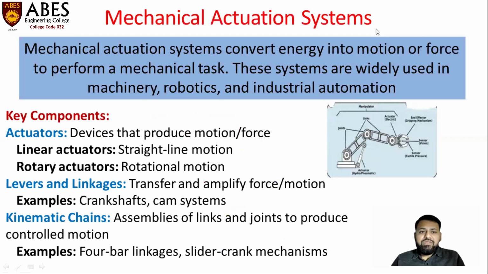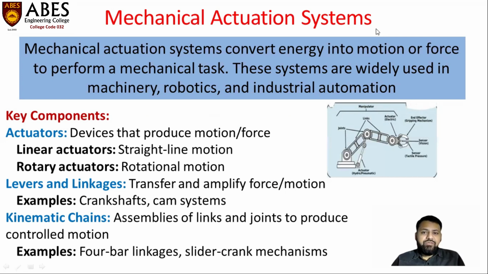So if we first talk about what mechanical actuation systems are, we can define that mechanical actuation systems are systems which convert energy into motion or force to perform a particular mechanical task. These systems are widely used in machinery, robotics, and industrial automation. It is nothing but a system that can convert any kind of energy into motion or force, that is, it can produce mechanical work.